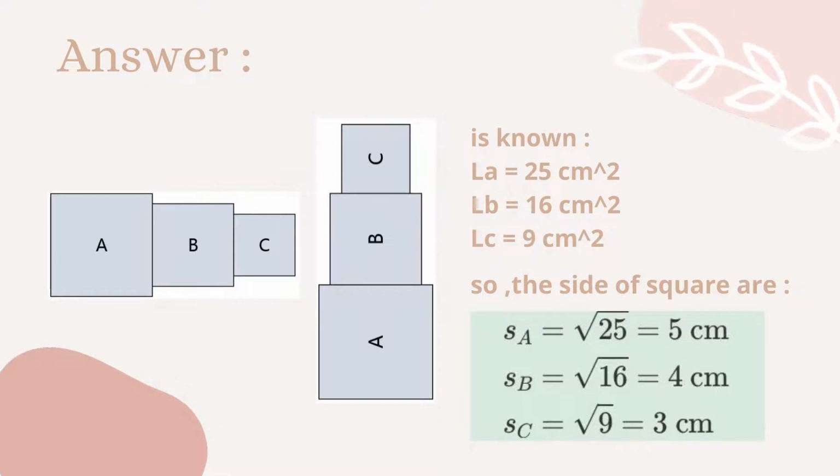And from the question it is known that the area of square A is 25 cm square, the area of square B is 16 cm square, and the area of square C is 9 cm square. So the sides of the squares are: side of square A is square root of 25 cm square, which is 5 cm. Side of square B is square root of 16 cm square, which is 4 cm. And side of square C is square root of 9 cm square, which is 3 cm.